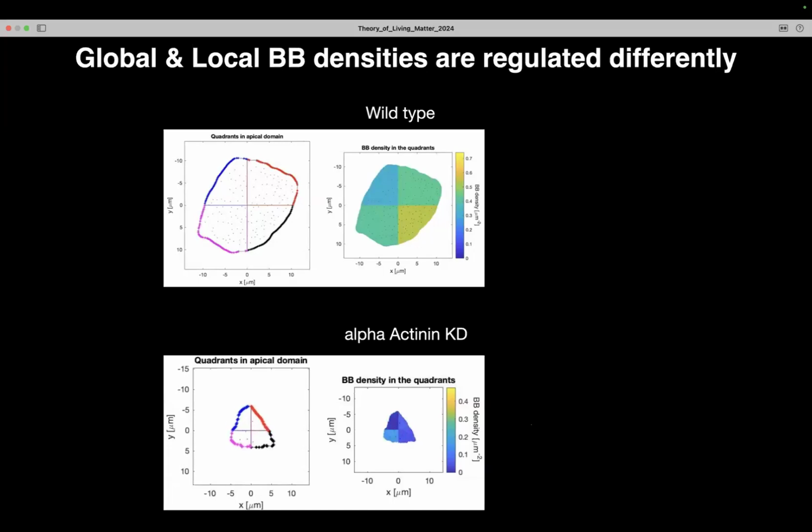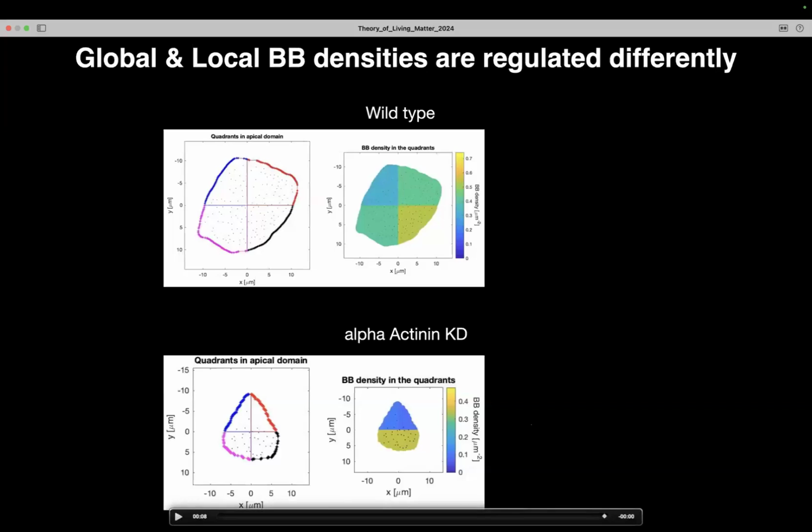The situation is actually quite different when we look at the knockdown condition. When we do the same quantification and plot the number of basal bodies within these quarters, we see that there is a difference between the number of basal bodies within these different positions.